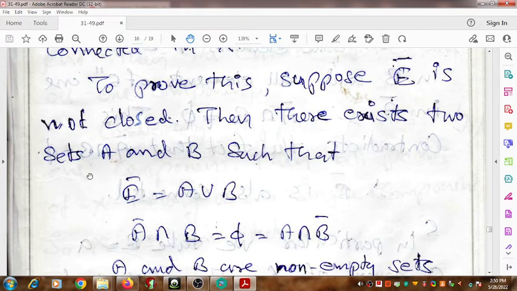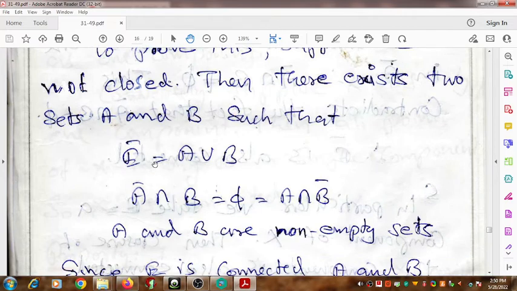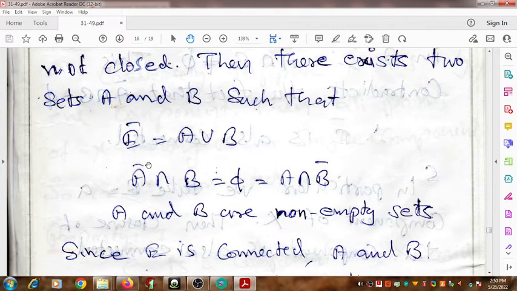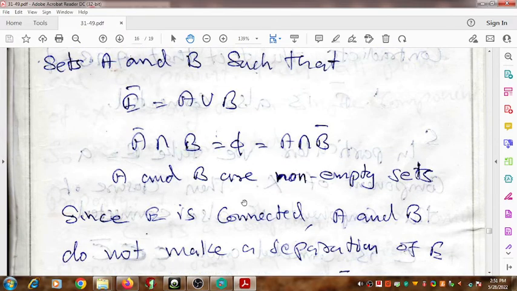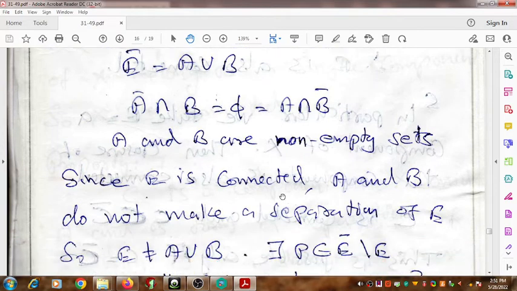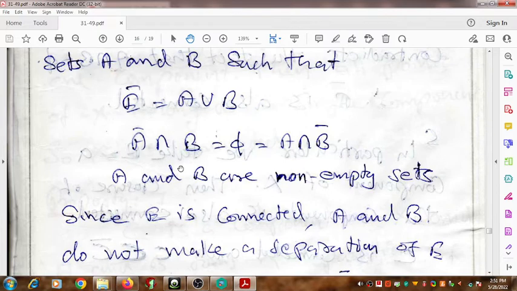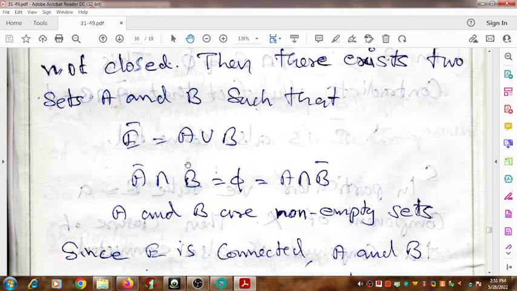Then there exist two open subsets A and B which make a disconnection for the closure of E. That is, the closure of E equals A union B, and the closure of A intersection B equals the null set, equals A intersection the closure of B. And A and B are also non-empty sets. These are the conditions for the existence of a disconnection.